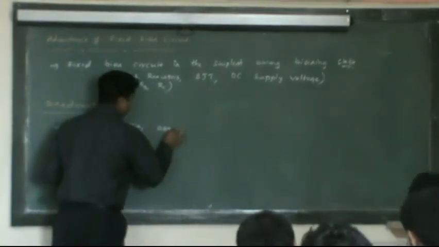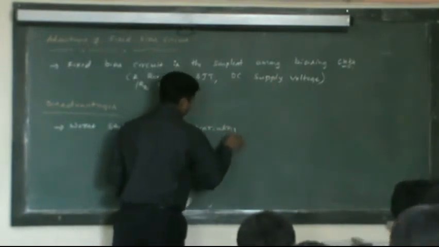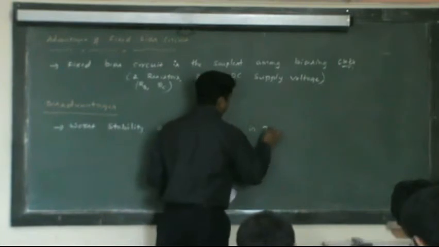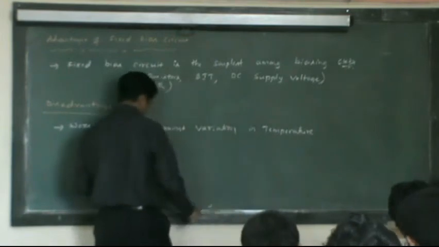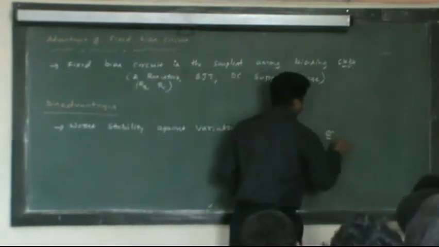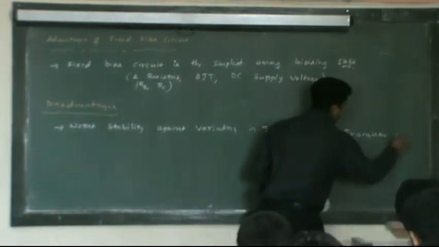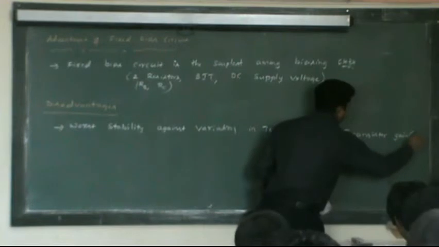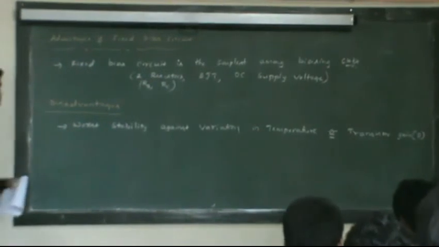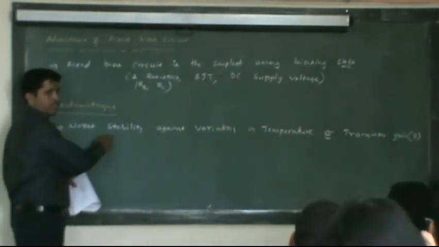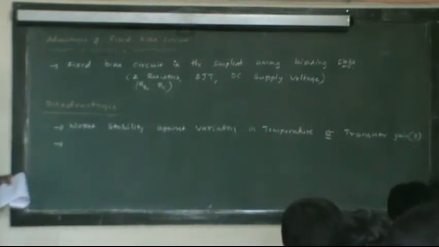against variation in temperature or transistor gain beta. Sometimes beta may change, sometimes the temperature may change. Stability maintenance is very difficult in this particular circuit. That's going to be one of the drawbacks of the fixed bias circuit.